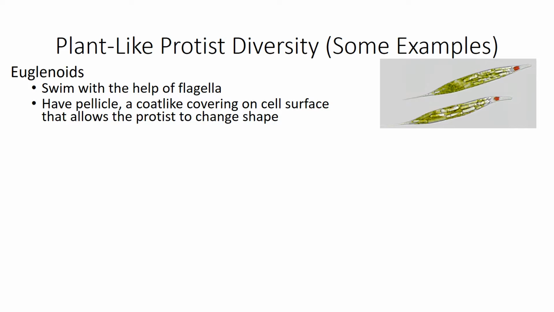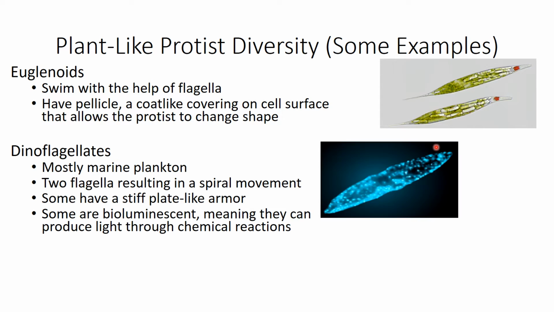The euglenoids, these are euglenas. They swim with the help of a flagella. They have something called a pellicle. This is an adaptation they have. It's a coat-like covering on the cell surface that allows the protist to change shape. I don't know what it is about the euglena. I find them kind of cute.